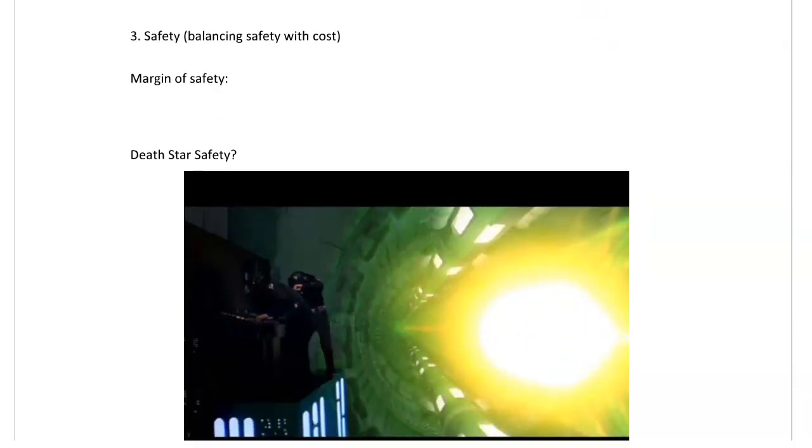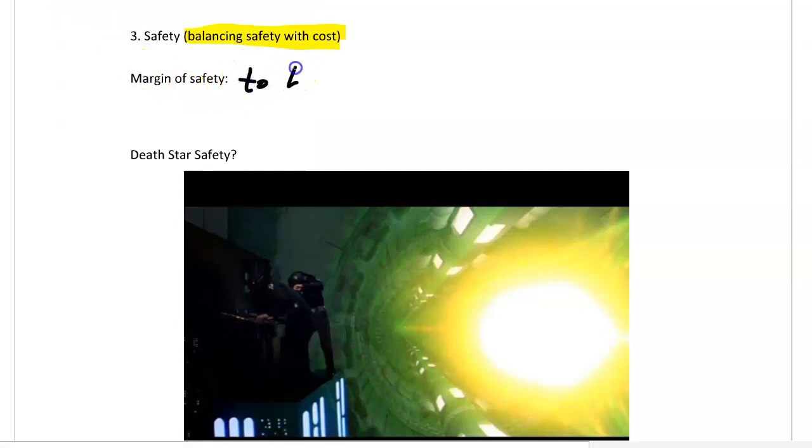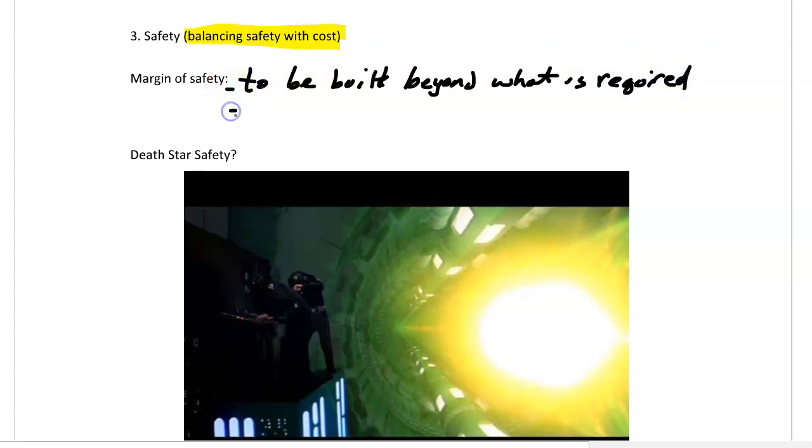Third one is safety. And now with that, a key thing is you want to be balancing safety with the cost. So, margin of safety is to be built beyond what is required. Whether this be being able to handle larger loads than what it would normally be able to take or whatnot, margin of safety is kind of like a buffer zone for keeping people safe.